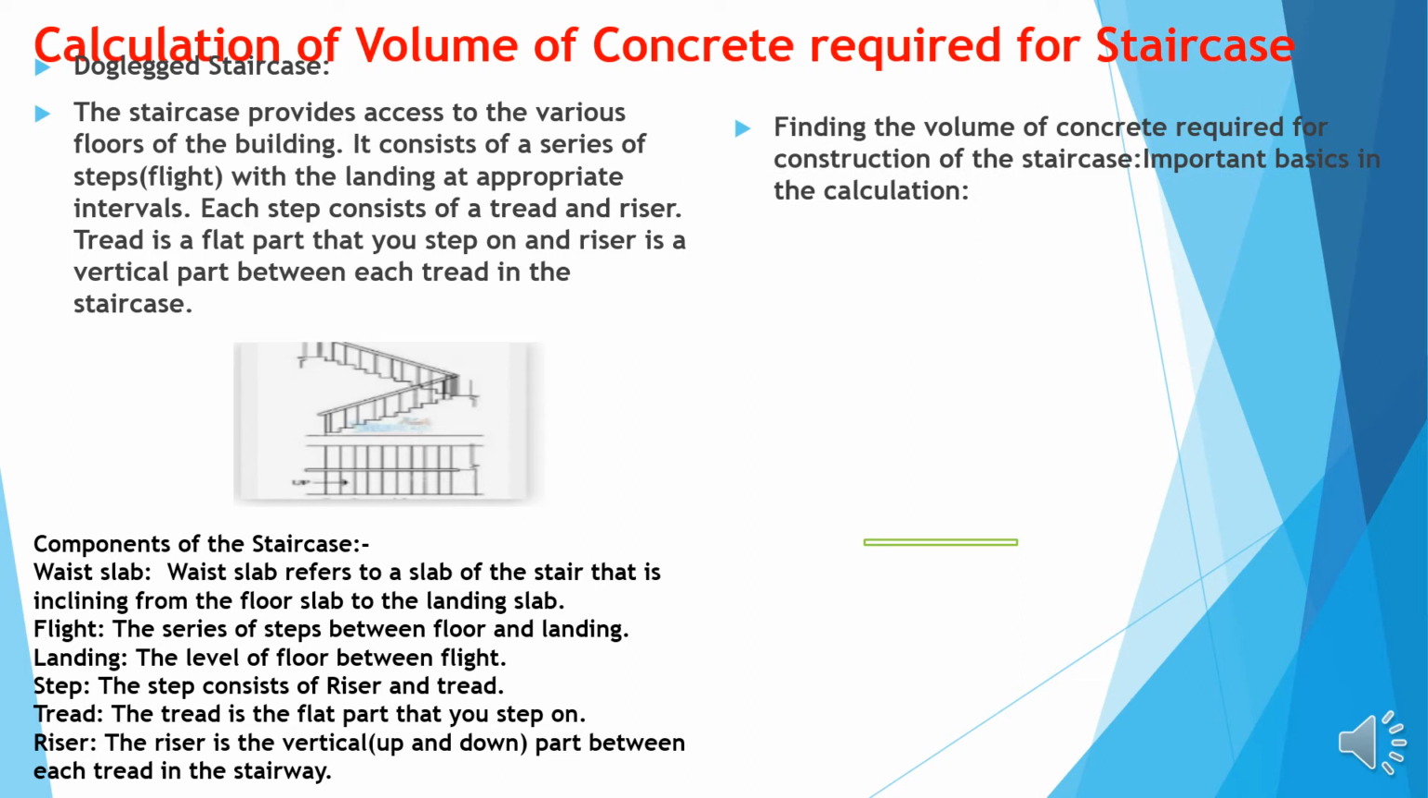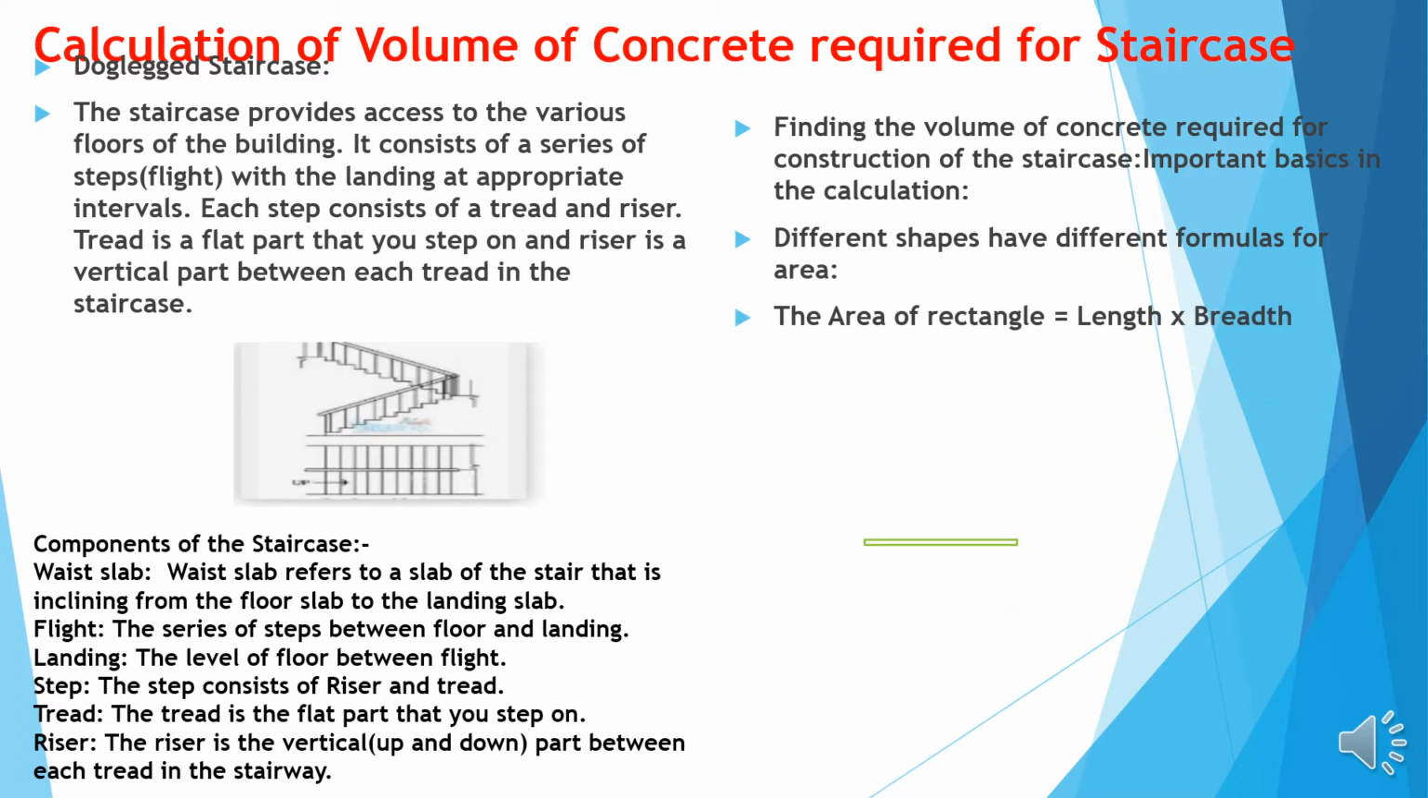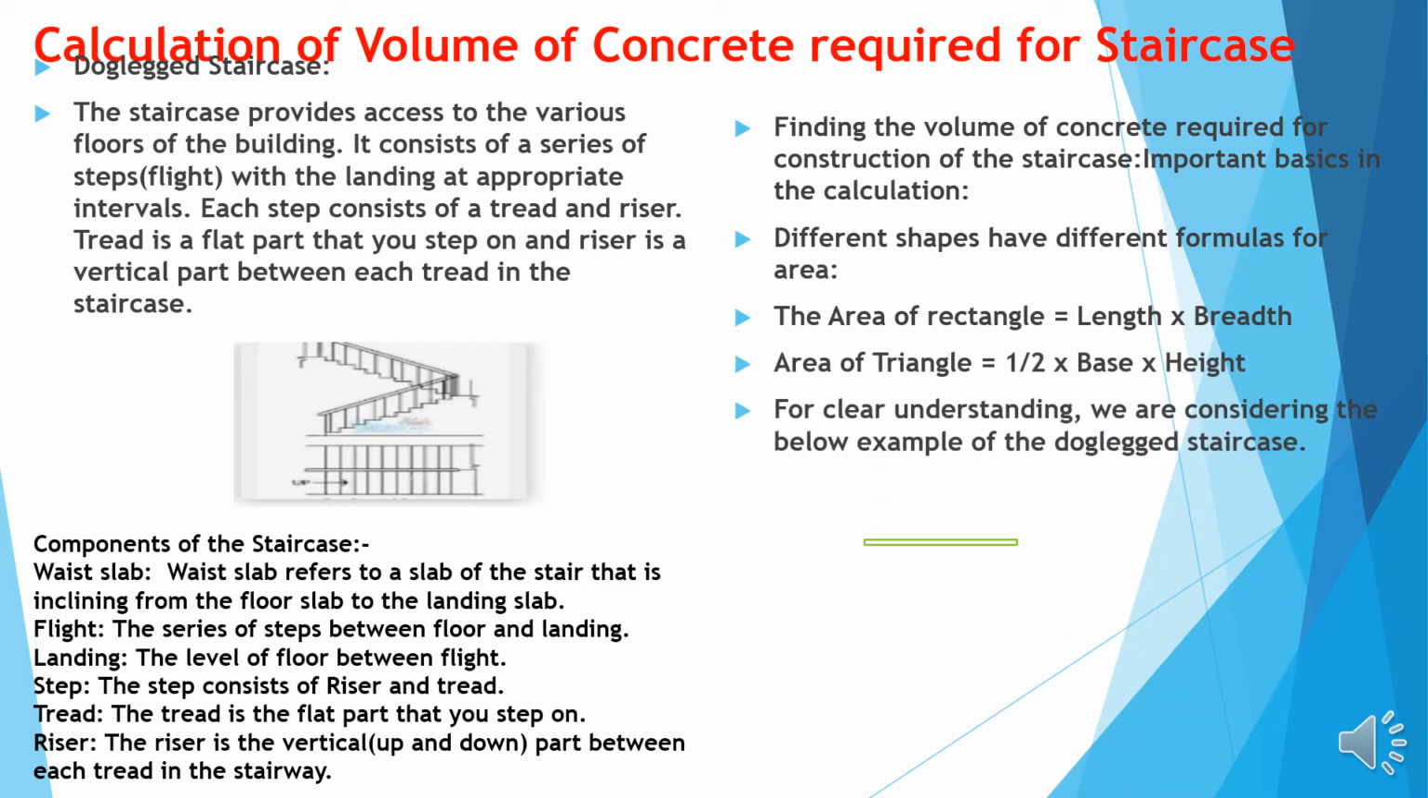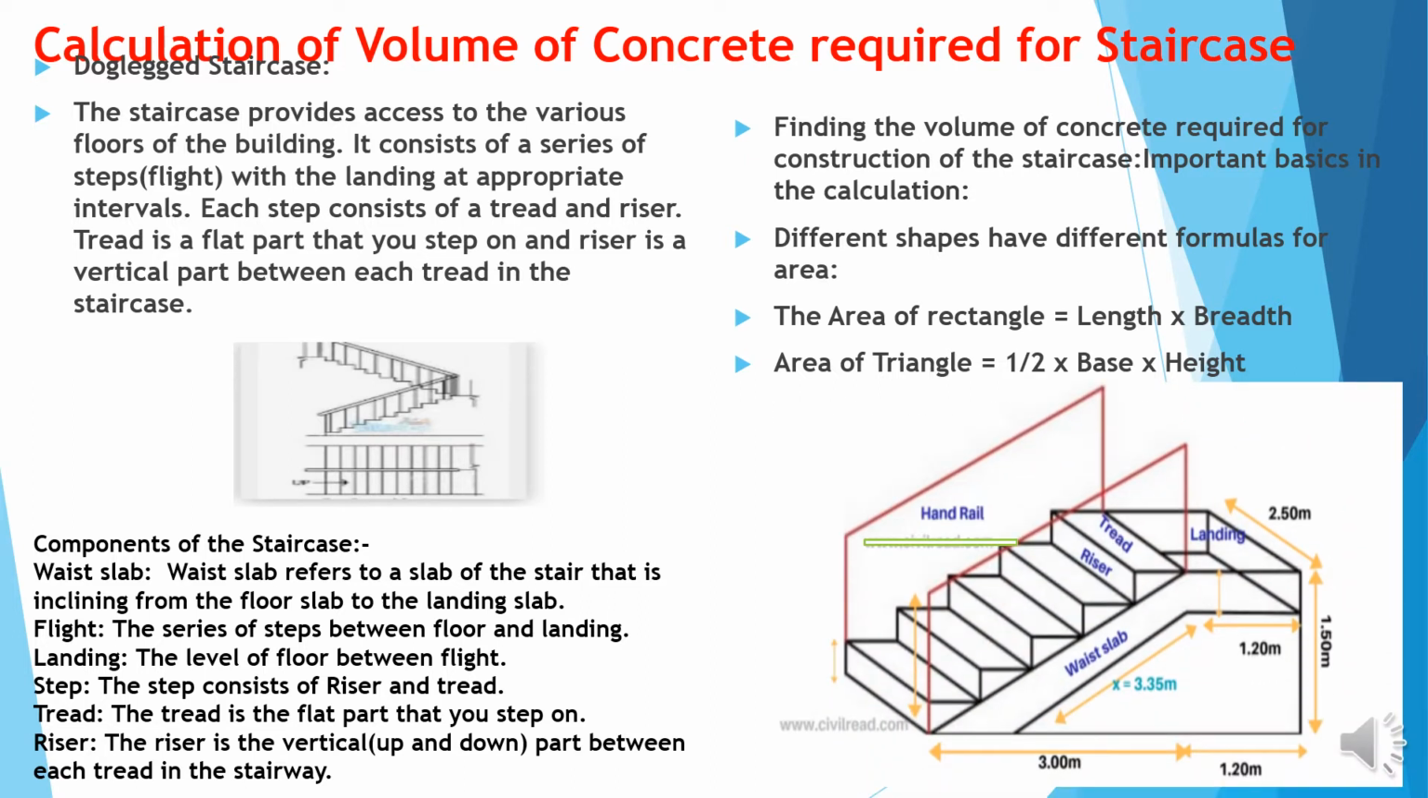Finding the volume of concrete required for a staircase has to be calculated based on various mathematical formulas. The important basics of the calculation: different shapes have different formulas of area. The area of a rectangle is equal to length into breadth. Area of a triangle is equal to half into base into height. For clear understanding, we are considering the below example of the dog-legged staircase.